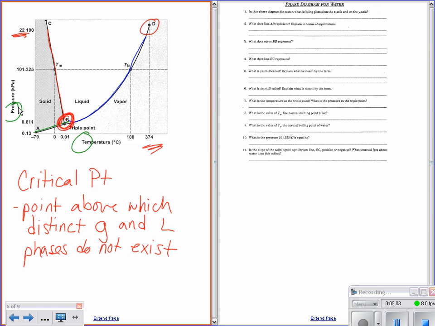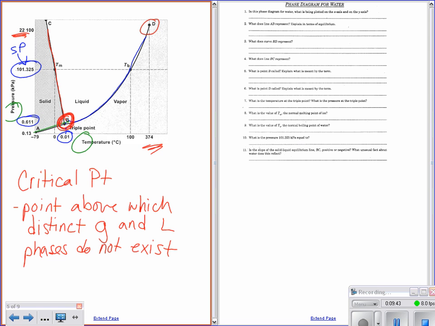Okay, and then number 7 is asking about reading off points. So just make sure you understand how to read this phase diagram. The triple point is going to be at a temperature of 0.01 and a pressure of 0.611 kilopascals. It's given to us in kilopascals. And then numbers 8 and 9 refer to those normal melting and boiling points. So whenever it has that term normal in there, you need to think to yourself, look to your standard pressure. So there's your standard pressure, which is 101.325 kilopascals.